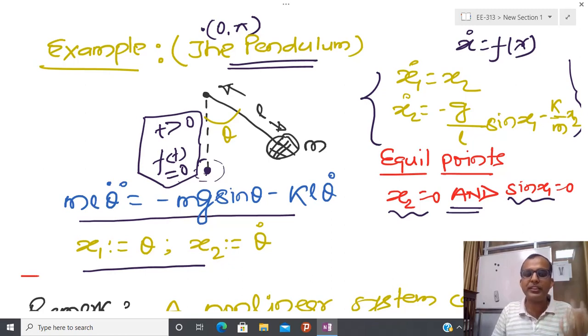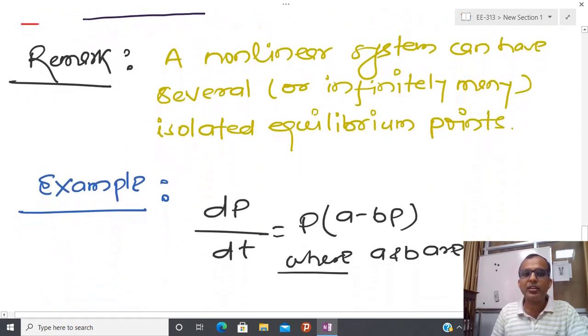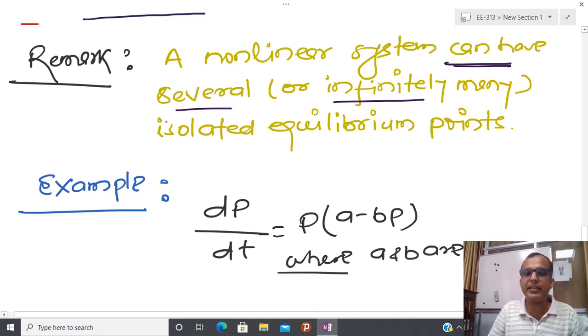Try to see that whatever switch we are designing falls in this class, and we are saying that a switch is nothing but some kind of nonlinear system. Now let us come to the conclusion. Sorry, remark. The remark is that a nonlinear system can have several or infinitely many equilibrium points. We have already seen that sin x1 equal to 0 has infinitely many solutions, all plus or minus n pi. So basically I have infinitely many isolated equilibrium points in the case of the simple pendulum system.